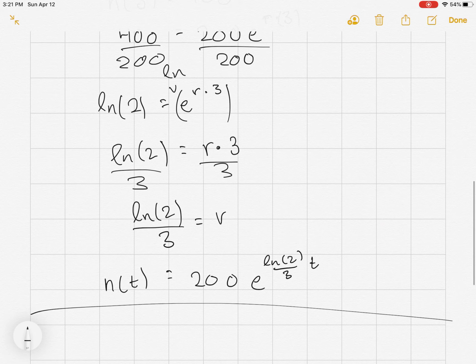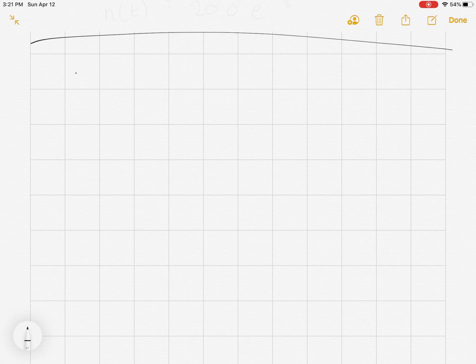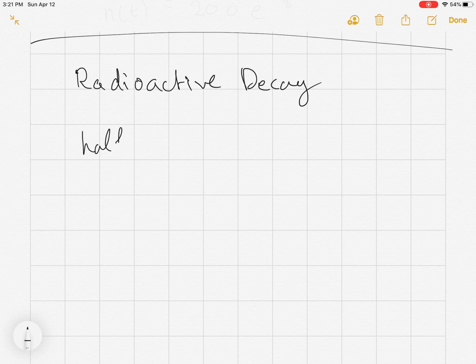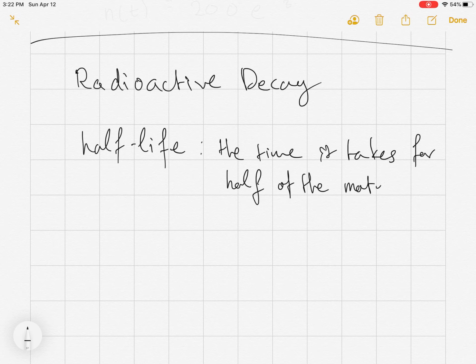This one is fairly similar to the kinds of things that we were doing last week, but we can also talk about a different kind of model. In this case, radioactive decay. Right. So if we have a radioactive material, it's going to have what we call a half-life. Okay, so this is just the time that it takes for half of that material to decay.